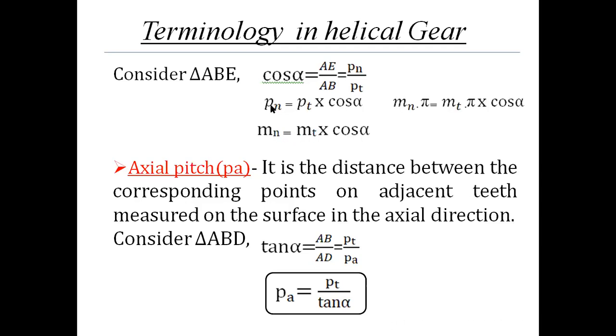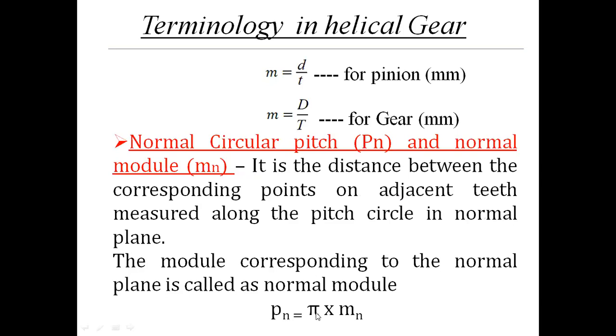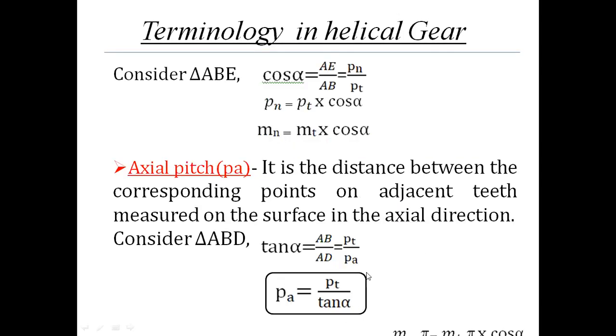See here, Pn, with the normal module, is equal to pi into Mn. And what is Pt? Pi into module, but that module is the transverse module, so pi into Mt into cos alpha. So here pi will get cancelled. It will become Mn is equal to Mt cos alpha. Remember these formulas for solving the numericals.